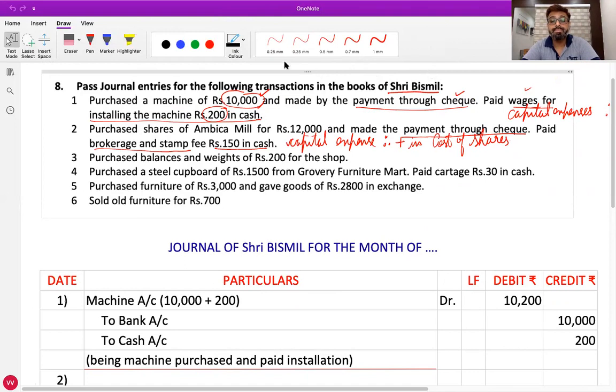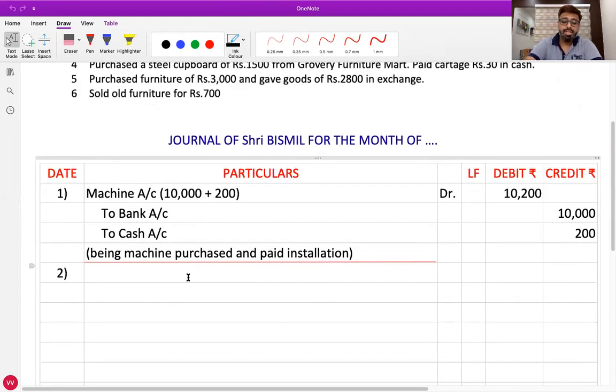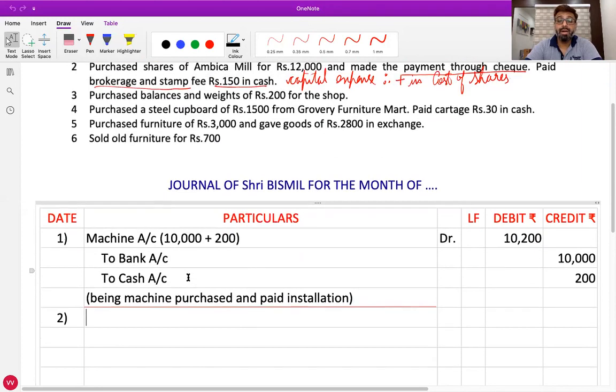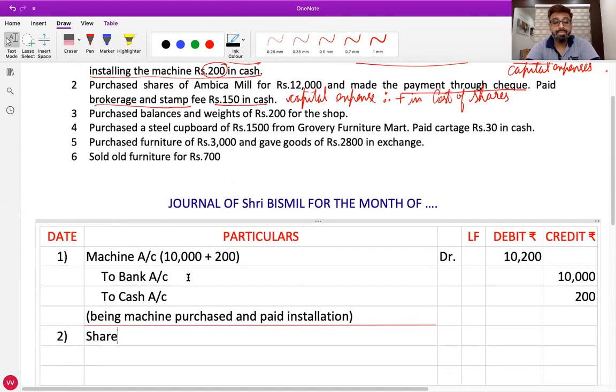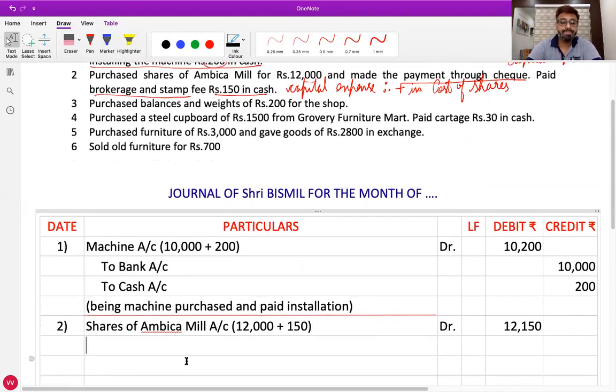Richita. First effect will be shares comes in. Rule: debit what comes in. Name of account: shares of Ambika Mill account, debit with 12,150. We have to add the brokerage also. So if we write down in bracket, 12,000 plus 150. Did you all understand this?